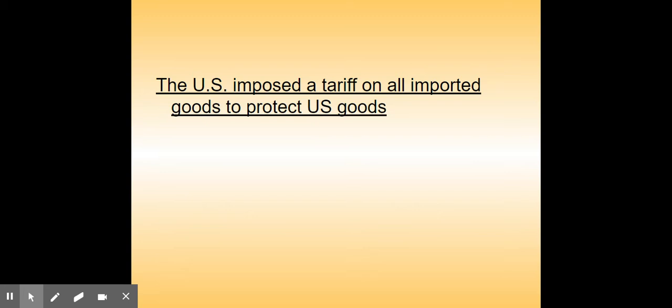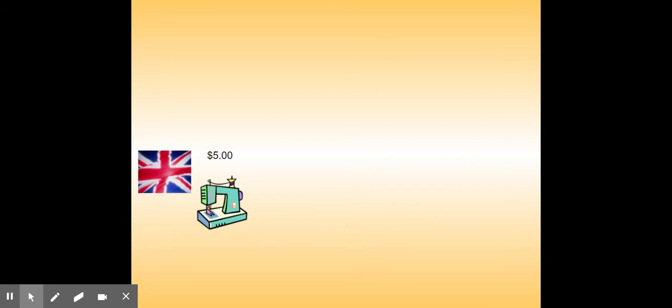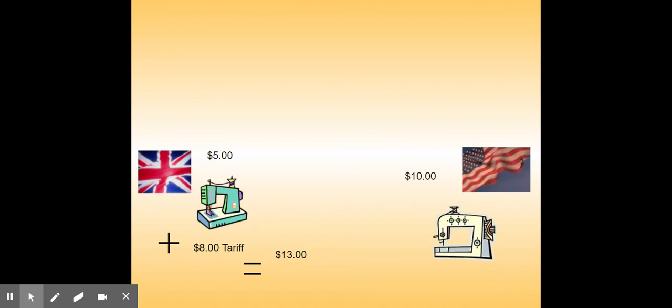All right, so we're going to go back to our sewing machine. We got the $5 British machine, but now there's an $8 tariff added to it, which makes that British sewing machine $13. Versus that American sewing machine, which is not going to be taxed with the tariff, it's still $10. Now, which one are people going to buy? You're right, the $10 machine.